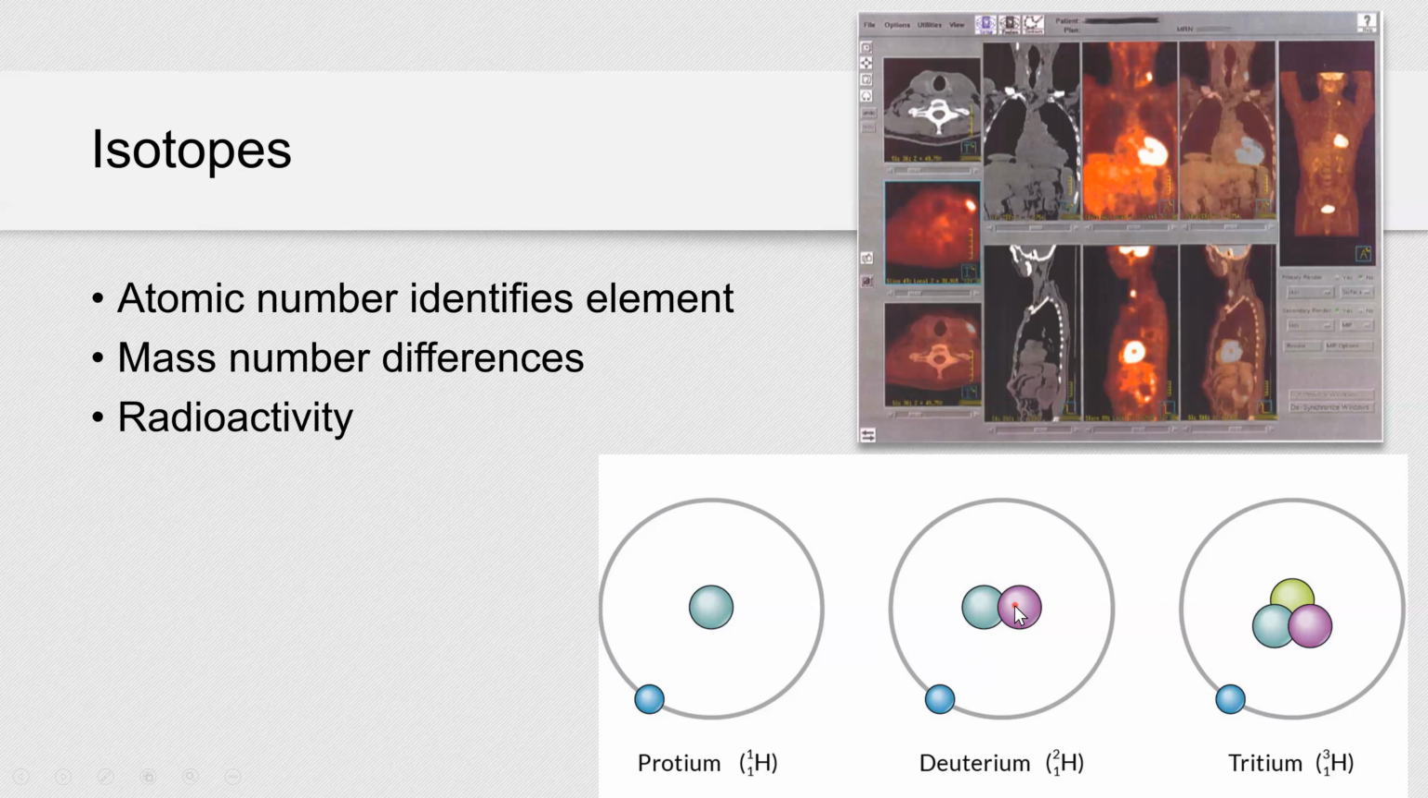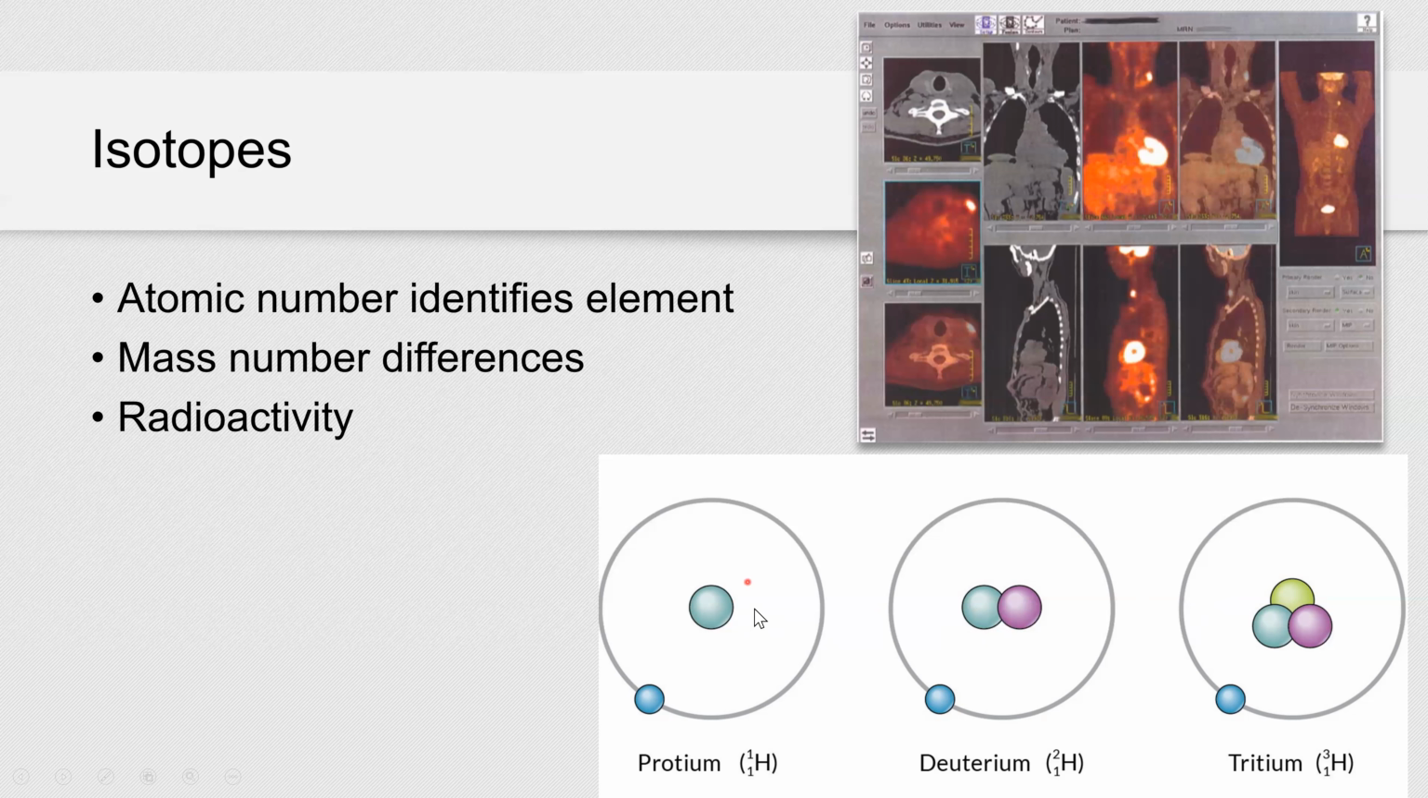right? The atomic number is still 1, because remember, atomic number is the number of protons, and protons are shown here in the bluish color. So this is proton, proton, proton. It has a positive charge. So it's 1, 1, and 1, so we know we're talking about hydrogen.